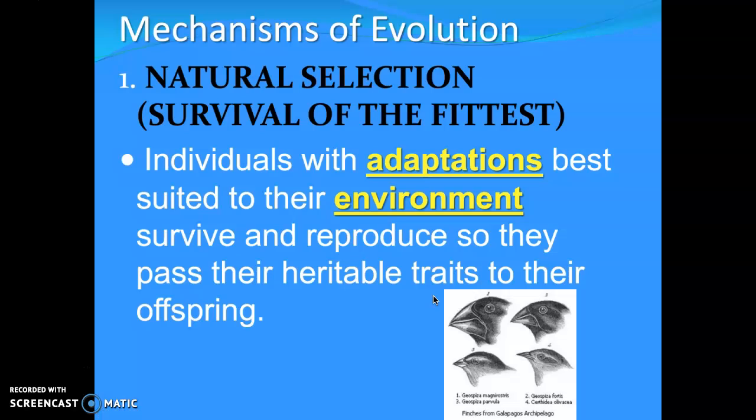So sometimes we refer to natural selection as survival of the fittest. Individuals with adaptations that are best suited to their environment will survive and reproduce. And when they reproduce, they're able to pass on their traits to their offspring. That's what survival of the fittest means. It doesn't mean that they're the strongest. It doesn't mean that they're the fastest. It's whatever it is that allows them to survive long enough to reproduce.